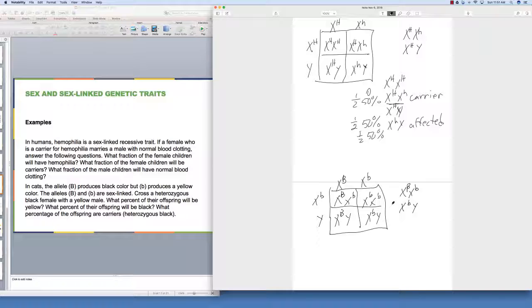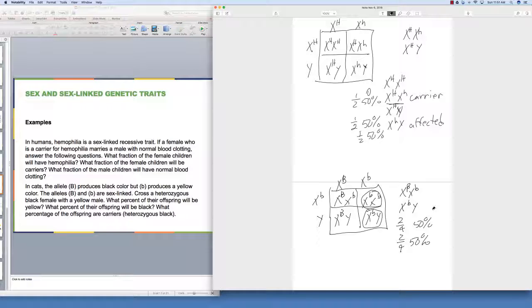So the first question is, what percentage of their offspring will be yellow? Okay, so this one will be yellow, and this one will be yellow. So one of the males and one of the females will be yellow. So 2 out of 4, or 50%, will be yellow. What percentage of their offspring will be black? Well, the other two are going to be black. This one is a heterozygous black, and this is a male that's black. So 2 out of 4 are black, or 50%.